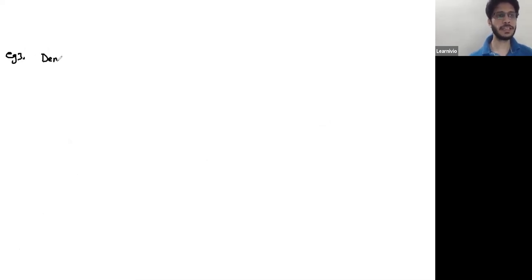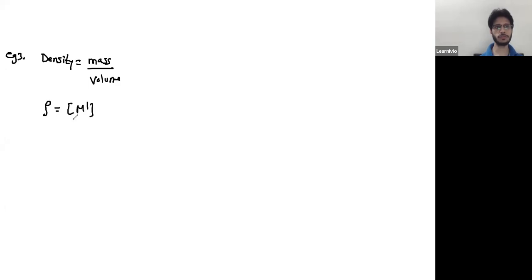Say, let's take density. When we write density, density is the ratio of mass and volume. We represent density by rho. We represent mass with M1 and volume with L3. So you can write this as M1 L minus 3. So the density is simply M1 L minus 3. This is the dimension.